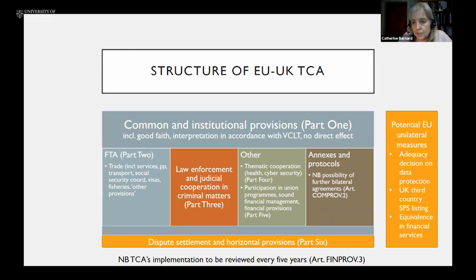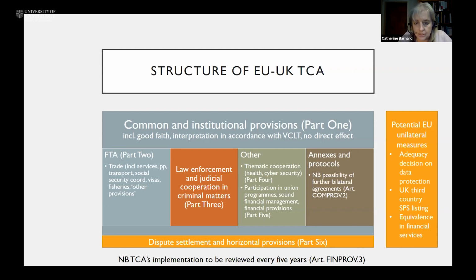And of course, that 5-year timetable coincides with the UK election timetable. So there is every chance that the content of this agreement will be subject to review and will become a manifesto commitment or not for the main parties. So anyone who thinks this is done and dusted is wrong. This issue is going to run and run and run.